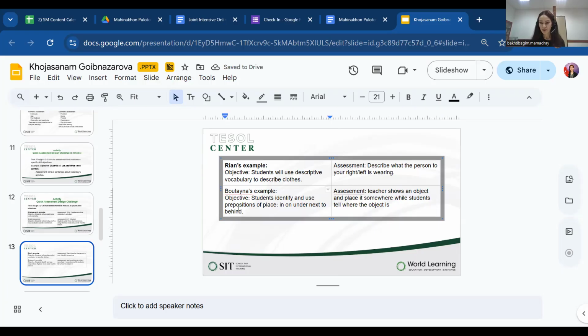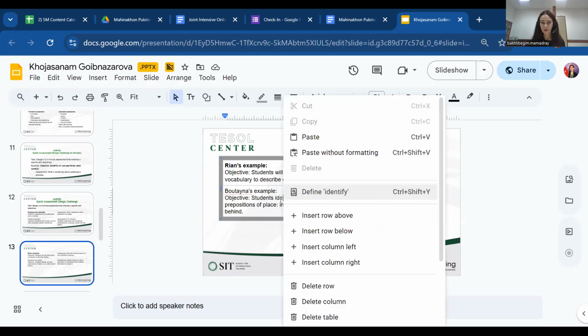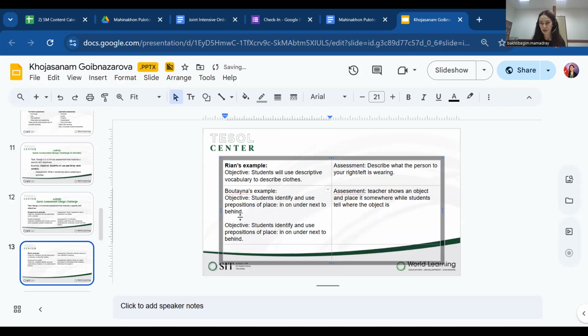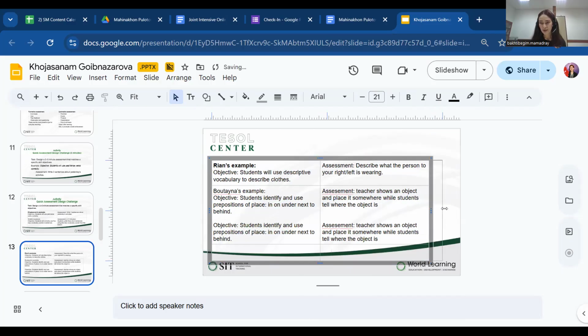Shahlo: Objective: students will correctly use 5 new vocabulary words in sentences. Assessment: students write 3 short sentences using new vocabulary words from the lesson. Thank you. Bautaina: Objective: students identify and use prepositions of place: in, on, under, next to, behind. Yes.